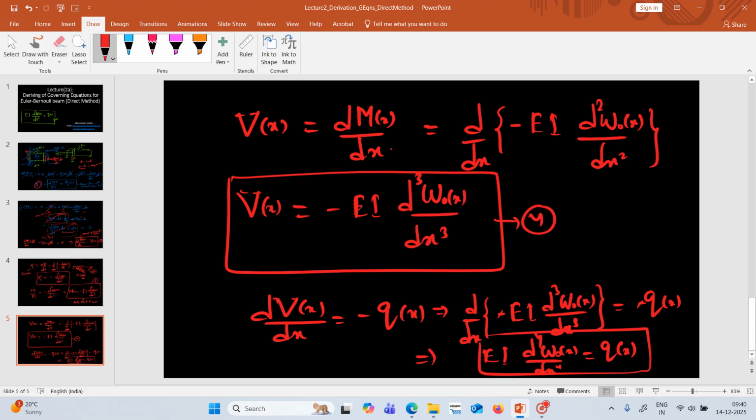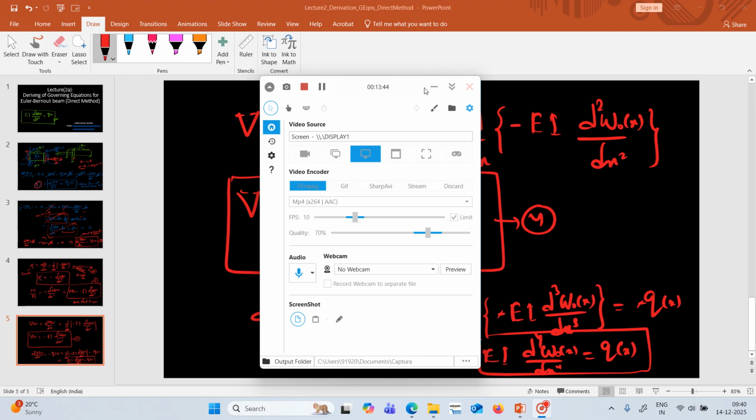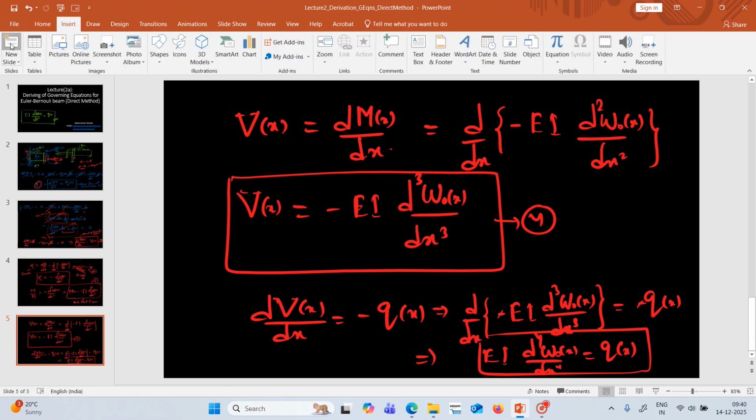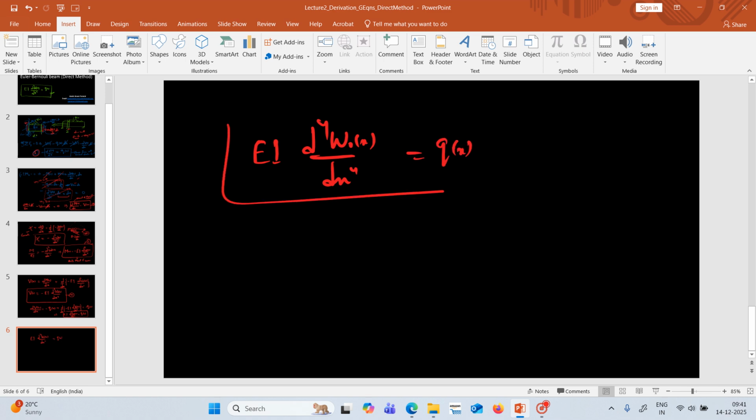What we got finally is EI d4 w naught of x by dx to the power 4 equals q of x. Finally, we got this governing equation of the beam using the direct method. In the next lecture, I will try to take up the principle of virtual work. Okay, thank you.